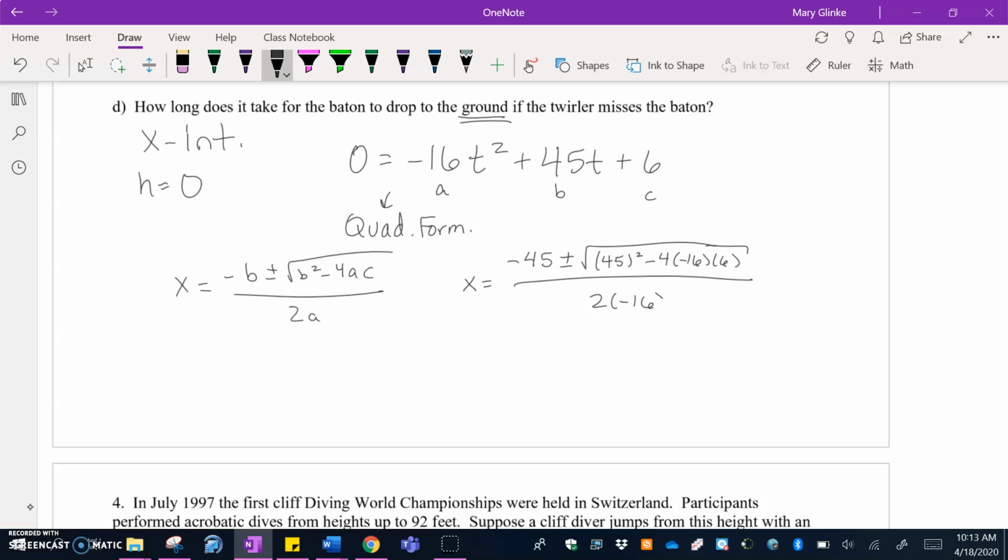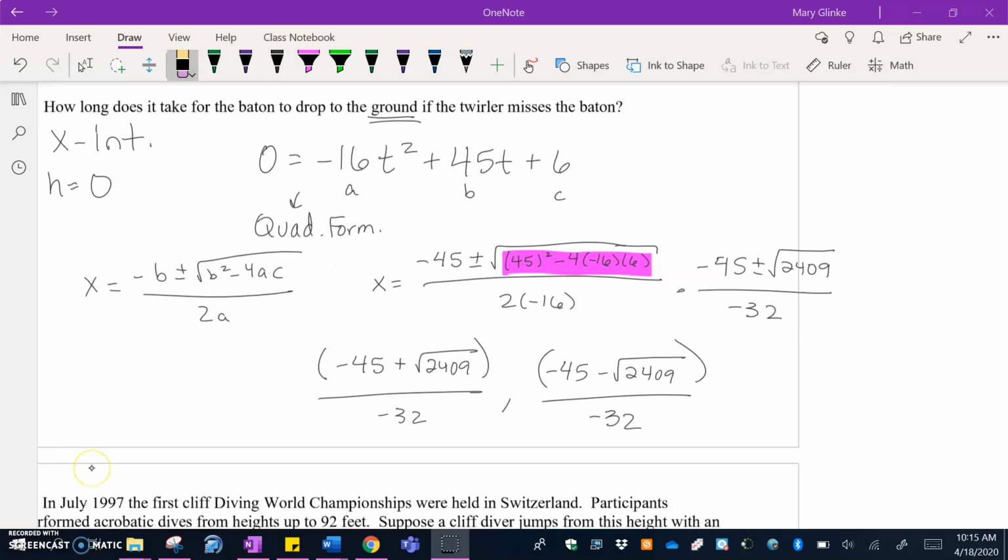all over 2a. And so what we can do here is type this part in on our calculator. We're going to get 2,409 if we type that all in without the square root. Then to calculate your total answer, you can type in on your calculator what I've written below. Notice it's negative 45 plus and minus the square root of 2,409 in parentheses all over 32. You get two answers, negative 0.13 and 2.94. The negative one does not make sense, so it's 2.94 seconds.